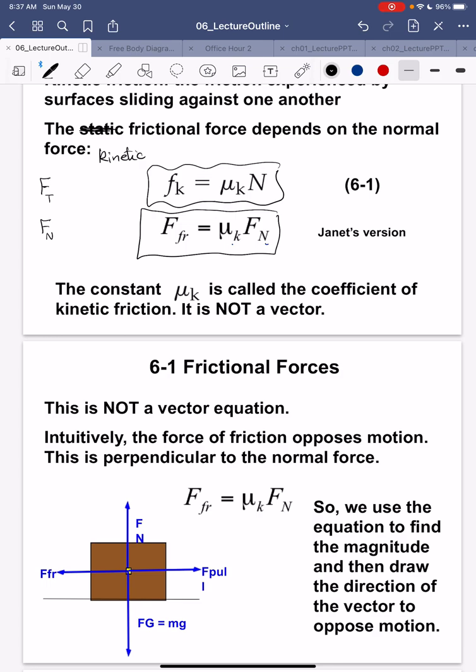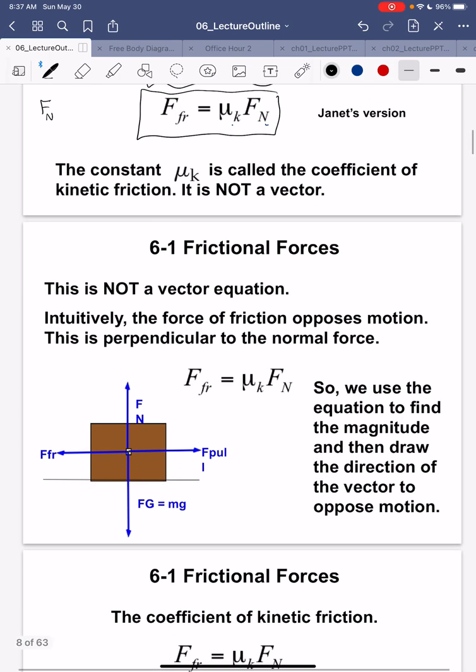The force of friction is always opposing the motion. Whenever the object is going to move, let's say to the right, the force of friction is to the left. Whenever we move upward, the frictional force is downward, like it's always opposite to the motion.